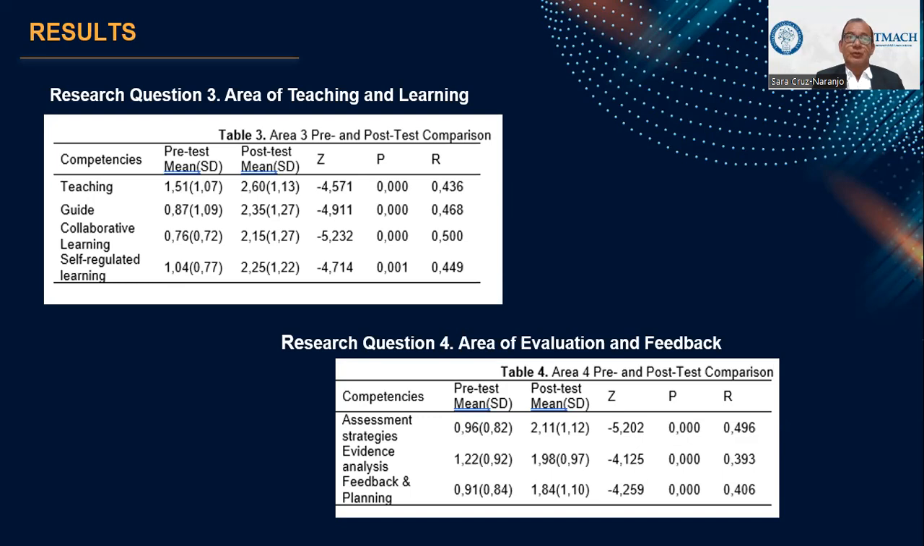Table 4 shows that the average results of the post-test are higher than those of the pre-test in all the competencies analyzed in the area of digital competence, evaluation, and feedback. Similarly, through the Wilcoxon signed-rank test, it is confirmed that there are statistically significant differences between the pre-test and post-test in all competencies. Furthermore, if we review the effect size, a moderate effect can be observed in all the competencies analyzed.